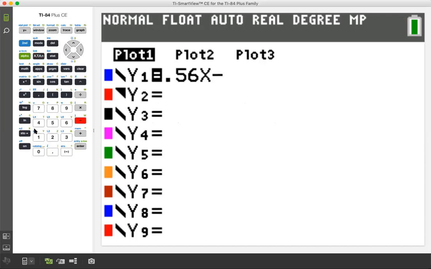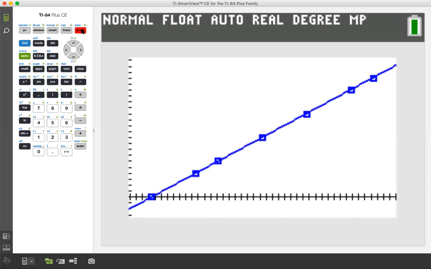And I'm going to type in my minus 17.78. So this is just a way to check our graph. When I hit graph, I see that those points fall on that line. So that's the best fitting line, the line that fits to the majority of the data.